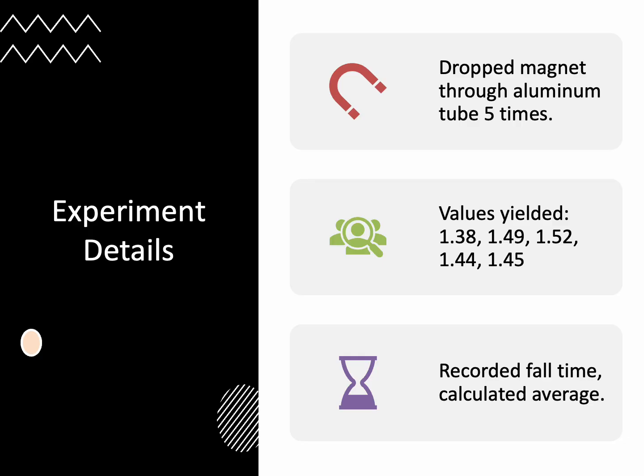To get our averages, we dropped the magnet through this tube about 5 times. Some of the values that we got were 1.38 seconds, 1.49 seconds, 1.52 seconds, 1.44 seconds, and 1.45 seconds. We got these numbers by recording it, going back, replaying the video, and using a stopwatch to get these times, and then the average was found.